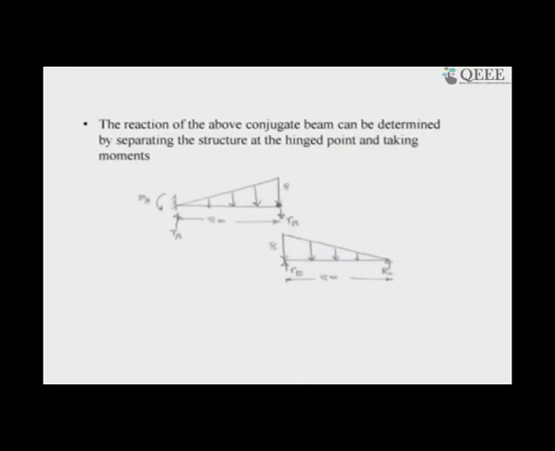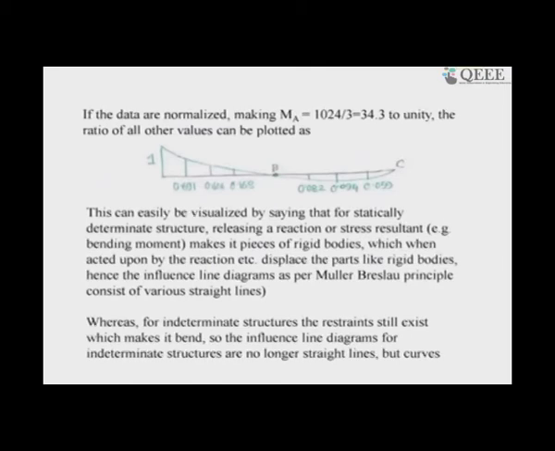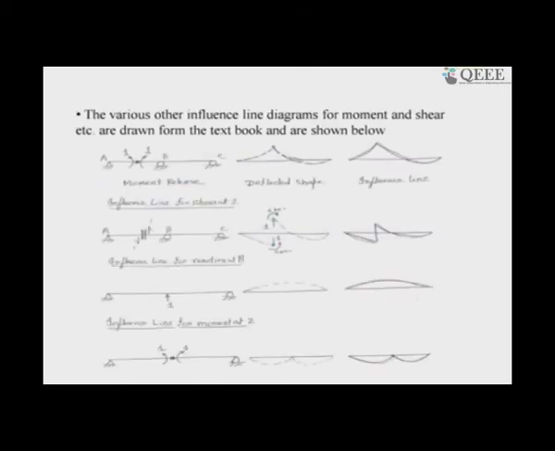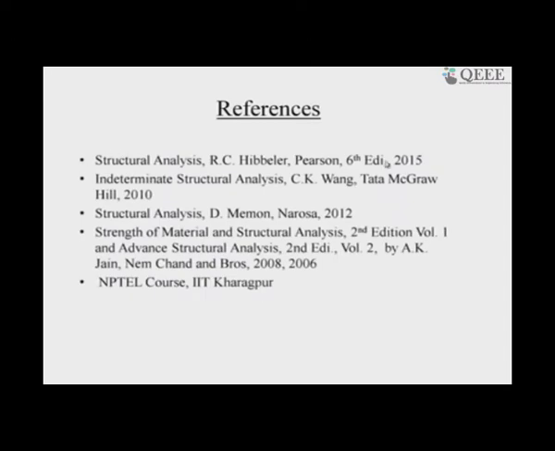So, this is for the conjugate beam and one of the beams, and then this is the influence line, and then these are the other effects, and we extended it to the building frames. That is it.